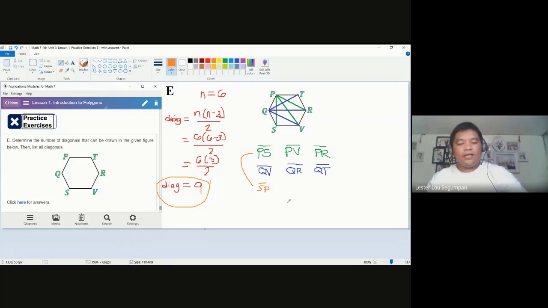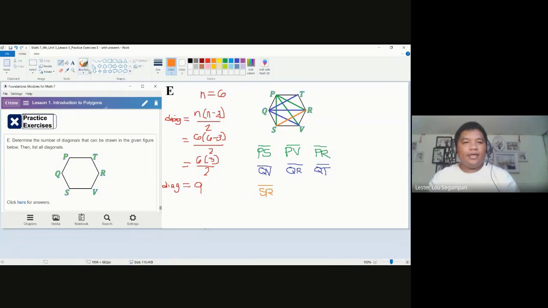Okay, so let us remove that. And instead of connecting S and P, let us connect S and R. Before that, let us have a short review. S and P cannot be connected anymore because it was already connected earlier. Vertex V and vertex Q are not possible for vertex S because they are consecutive vertices. So the next would be SR, line segment or diagonal SR.